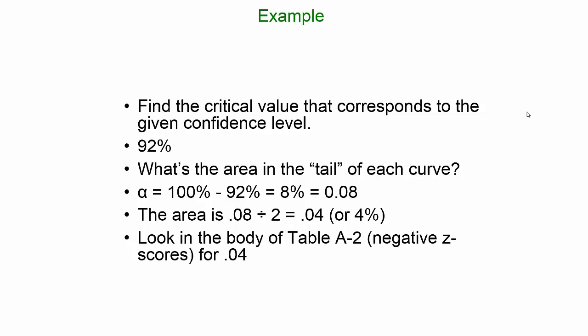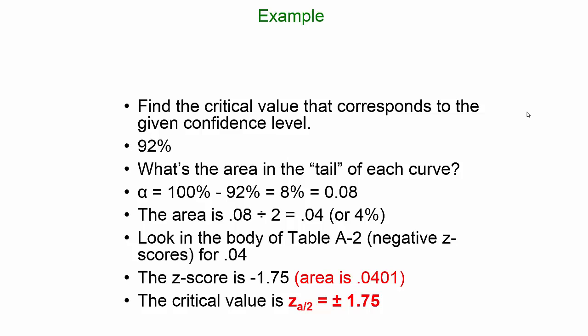So we're going to scan the body of the table, and I'm going to look up 0.04, which is going to give me the negative z-score value. Now the closest value in the body of table A2 to 0.04 exactly is going to be 0.0401. The z-score that is aligned with that is negative 1.75. So the critical value z sub alpha over 2 is plus or minus 1.75.